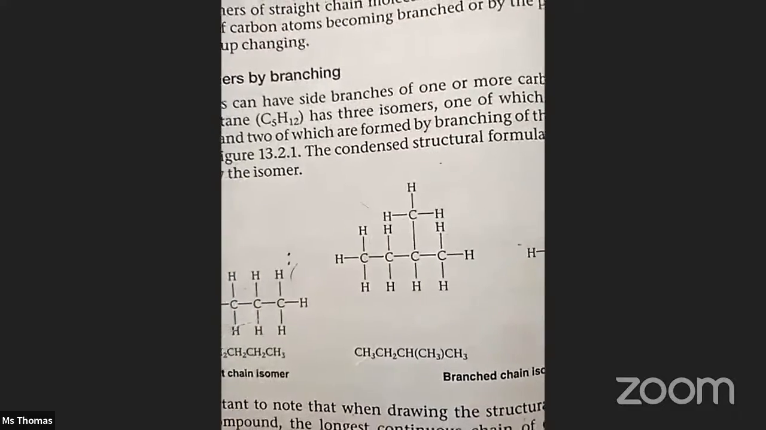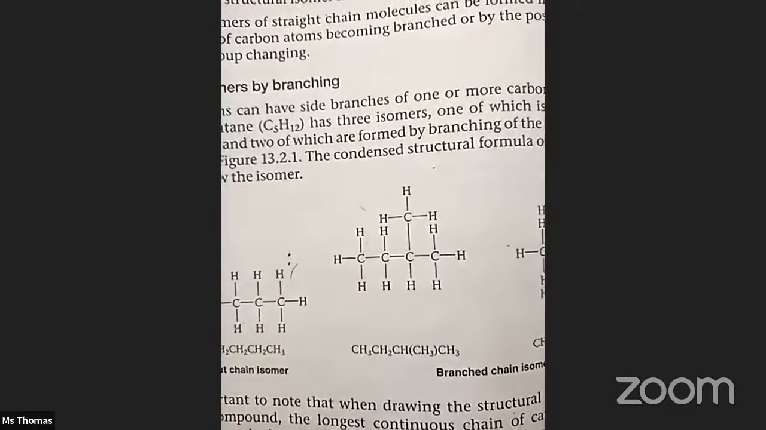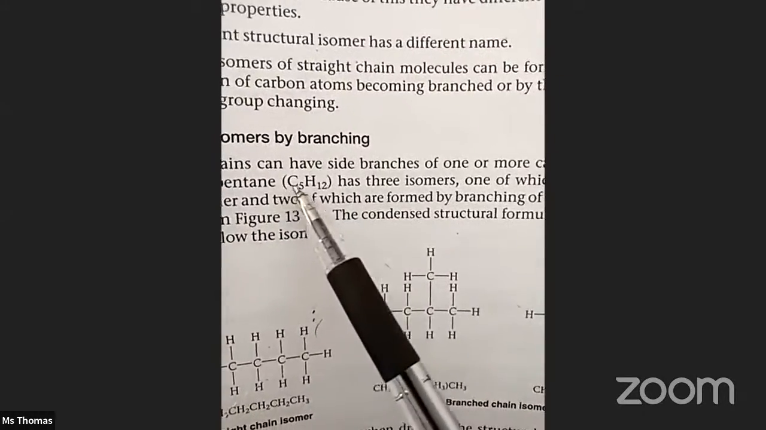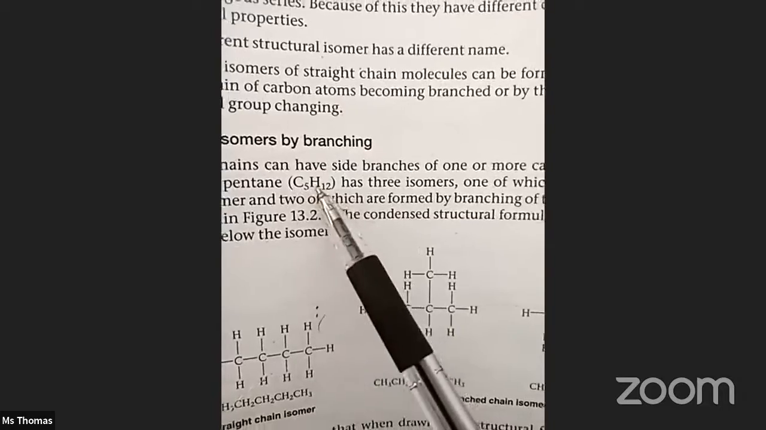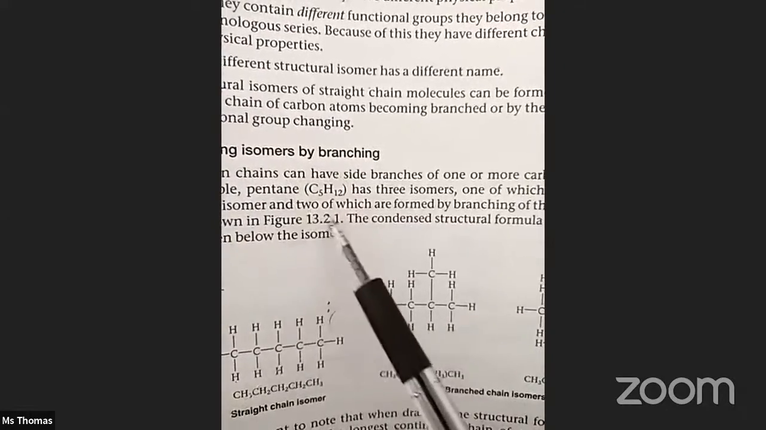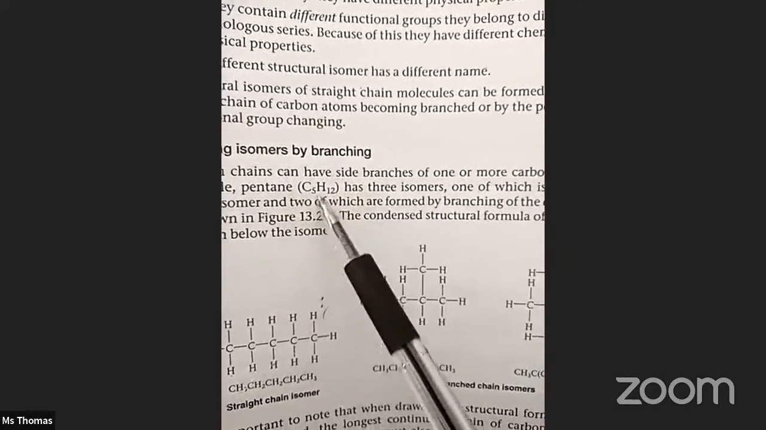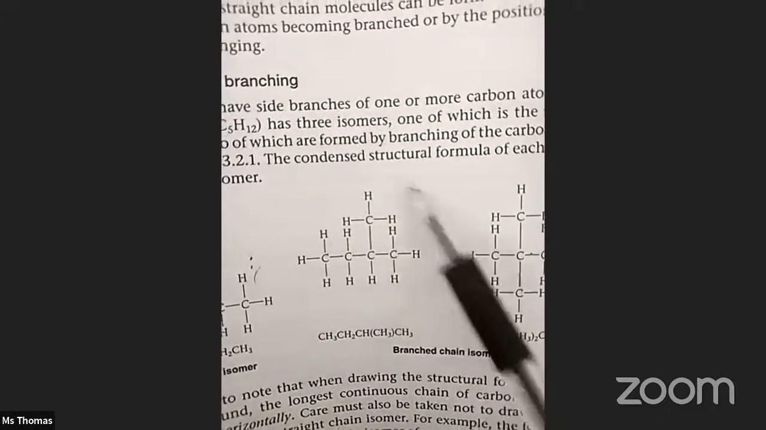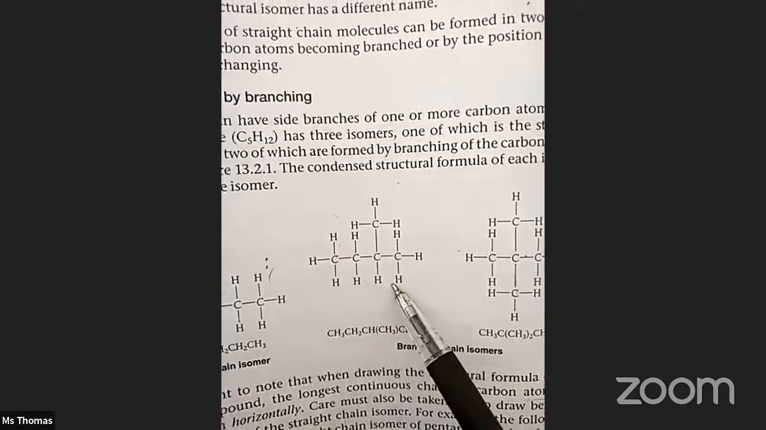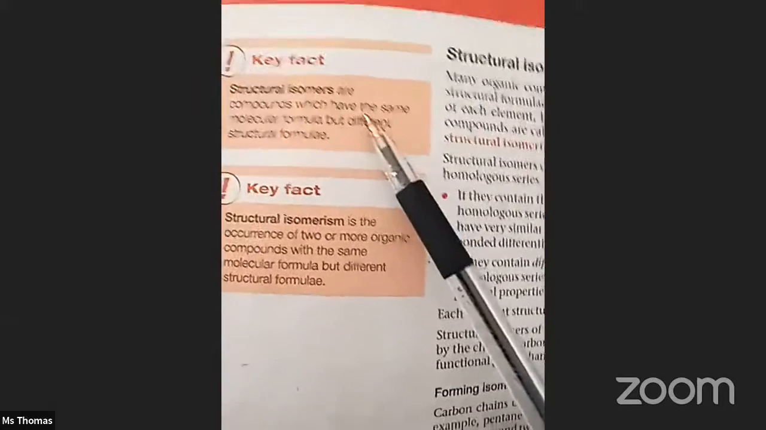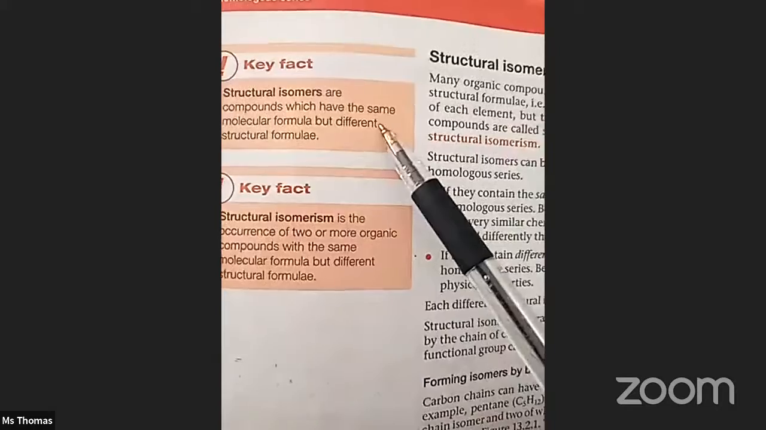And then what does a molecular formula look like? The molecular formula looks like this, where you just write the number of carbons and hydrogens that are there. So there are some compounds that have the same molecular formula, same number of carbons, same number of hydrogens, but their structure is different. All right. So structural isomers, again, have the same molecular formula, but different structural formula.